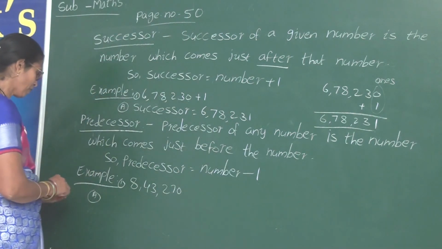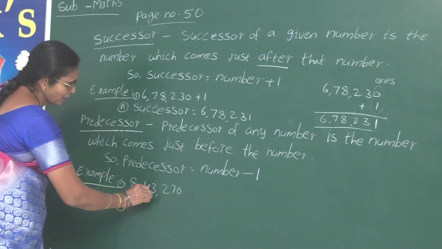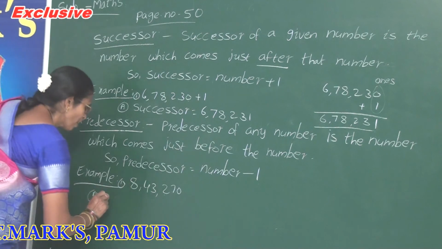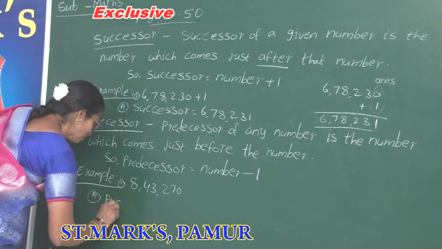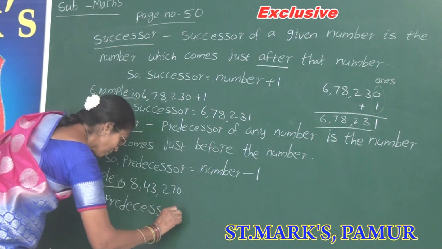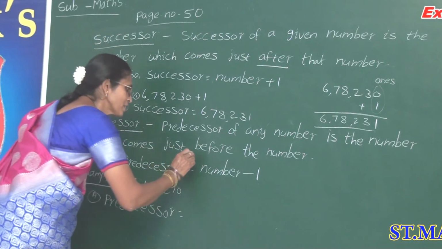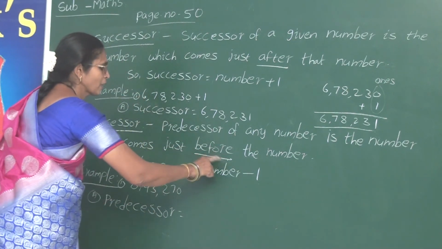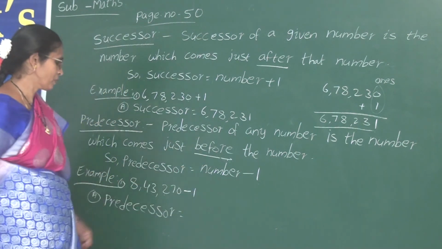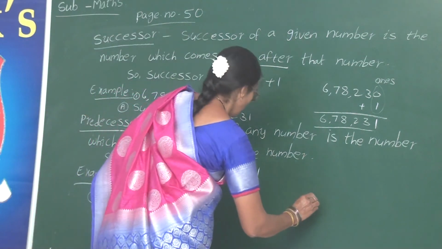So here one example is given to you. 8,43,270 is the question. For this we want to find the predecessor. Just before the number means you subtract 1. So 0 minus 1. How will we subtract? If you don't know, you have to do it on the side.